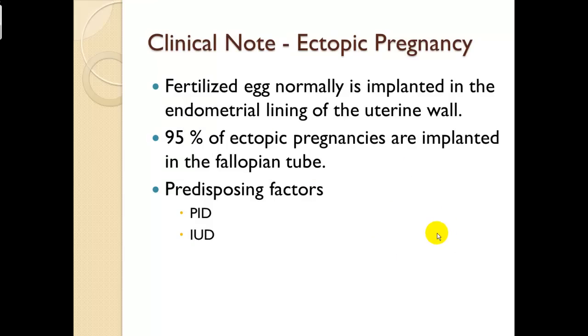Clinical note, ectopic pregnancy. Fertilized egg normally is implanted in the endometrial lining or the uterine wall. 95% of ectopic pregnancies are implanted in the fallopian tubes. Predisposing factors of this are if they've had pelvic inflammatory disease or an intrauterine device. This may complicate matters or actually precipitate implantation in the fallopian tube.